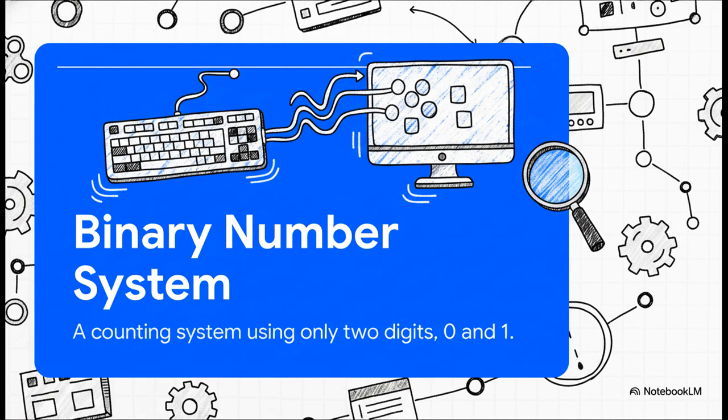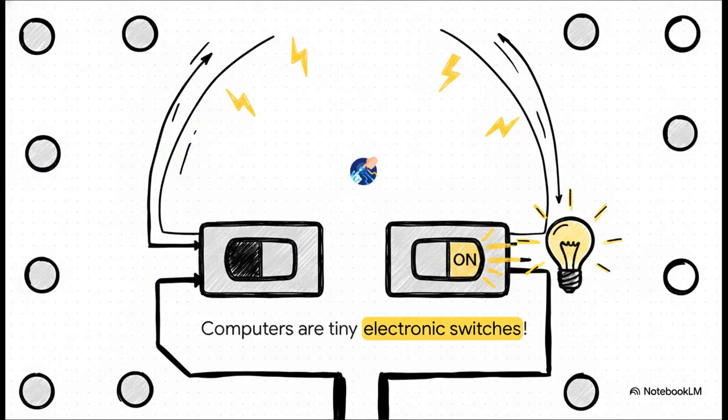Now, binary might sound like a big, complicated science word, but it's actually really simple. Bi just means two. Think of a bicycle. Two wheels. So the binary number system is really just a fancy way of saying a counting system that uses only two digits, 0 and 1. So every single time you type a letter on a keyboard, the computer instantly translates it right into this secret binary code.